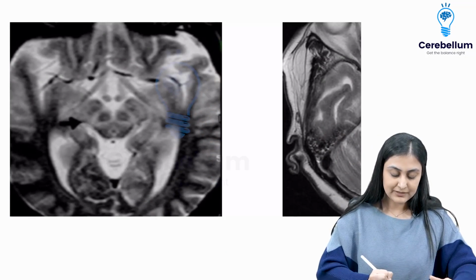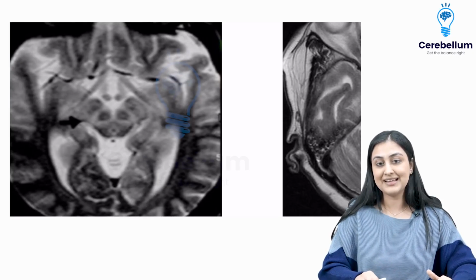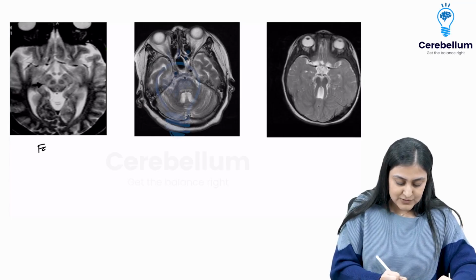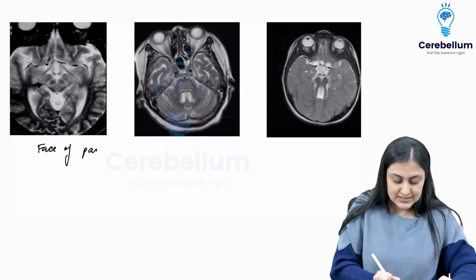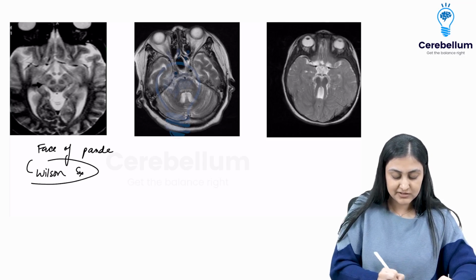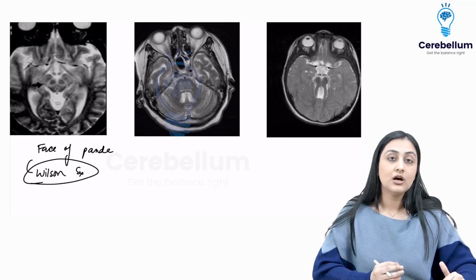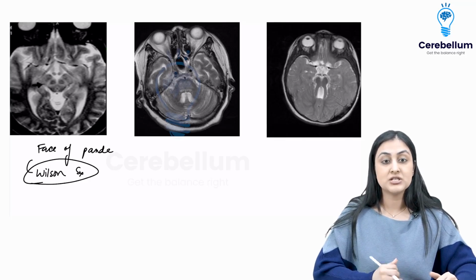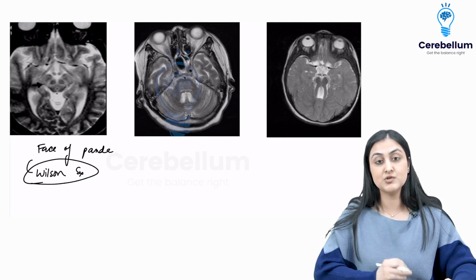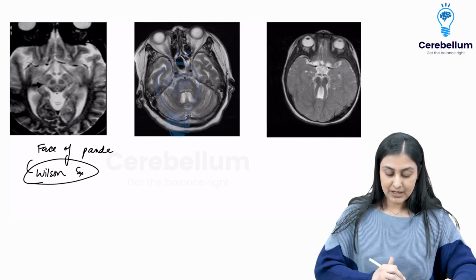Yeah, so this is the midbrain, wherein you can see how there is hyperintensity, and this looks like the face of a panda. It really does. So this is the face of a panda sign, which is seen in Wilson's disease. Okay, so they'll give you some sort of history here about having Kayser-Fleischer rings, liver dysfunction, neuropsychiatric manifestation, dystonia, such manifestations would be given, and this MRI appearance wherein you see hyperintensity in the midbrain. This is the face of panda sign.